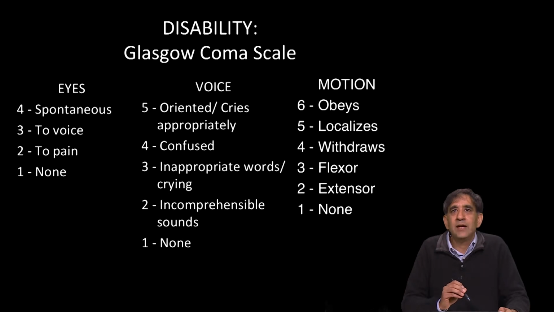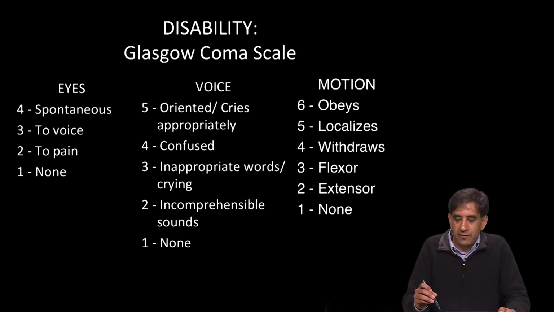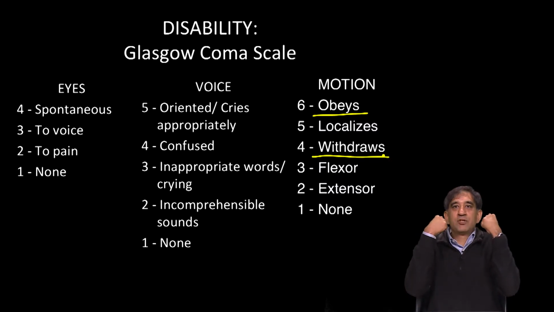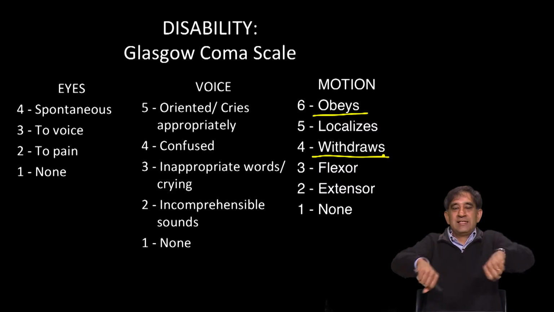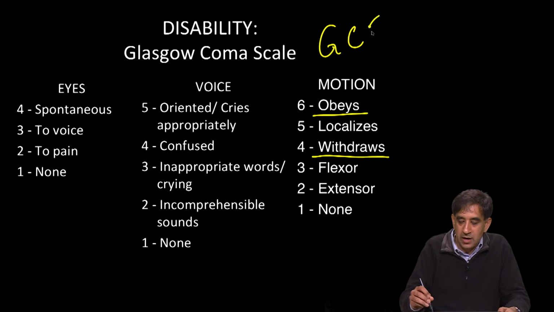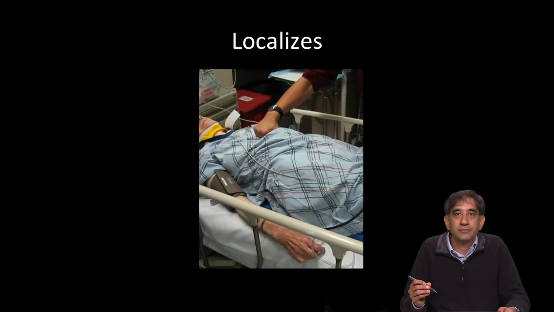And then finally, in terms of the motor exam, if the patient obeys commands, they get a 6. If they localize to a painful stimulus, a 5. If they withdraw from a painful stimulus, a 4. If they have a flexion response to painful stimulus, they get a 3, or decorticate posturing, that's a 3. If they have decerebrate or extensor posturing, they get a 2, and then finally, if there's no motion whatsoever, a 1. This is the Glasgow Coma scale score.